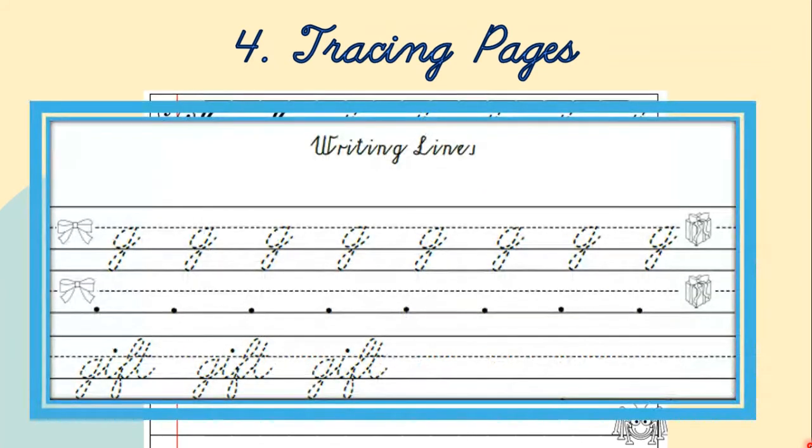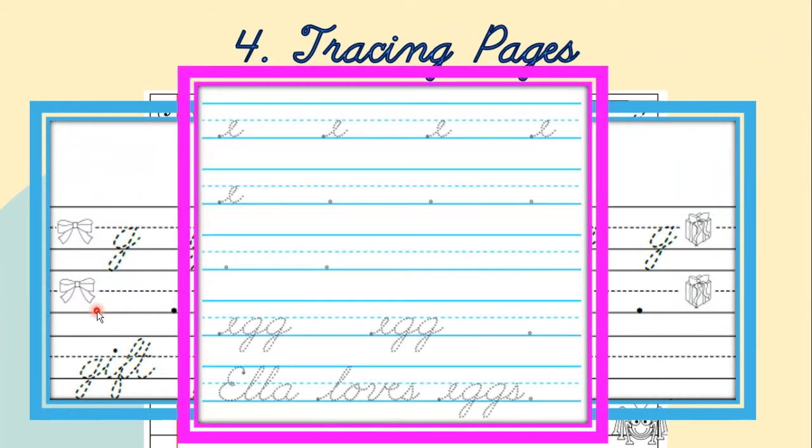Another example, here is the letter G, and this one's quite nice because you actually have a dot that shows them where they need to start, to remind them to start at the bottom line. Another example, here's letter E, and you'll notice with your cursive lowercase they start at the bottom line.